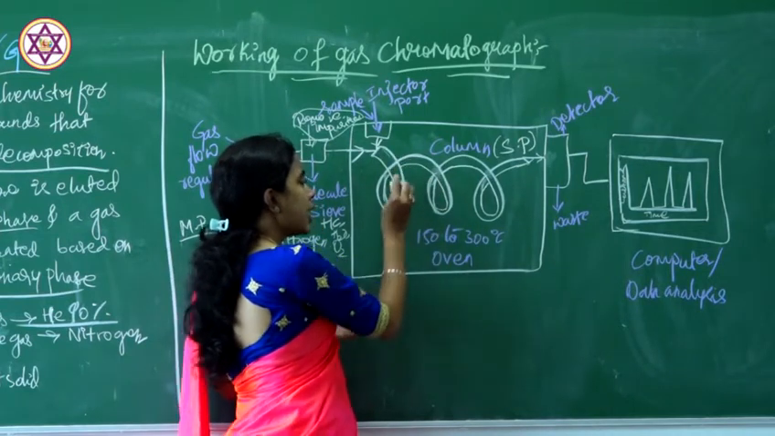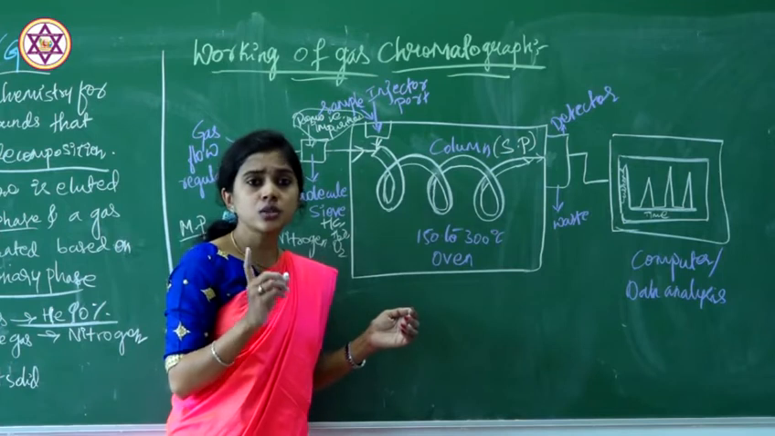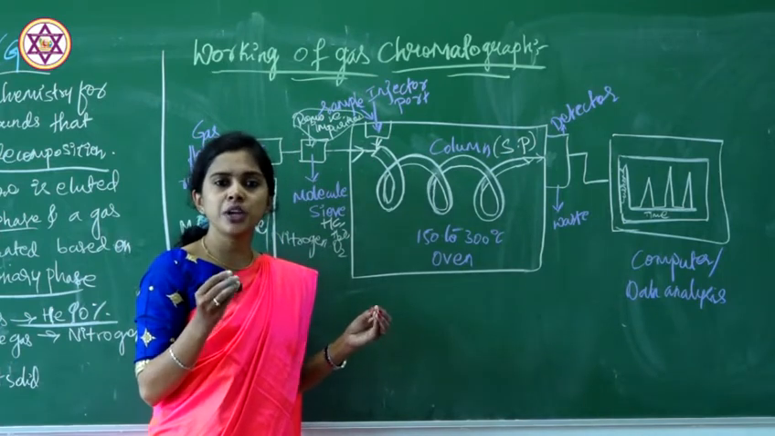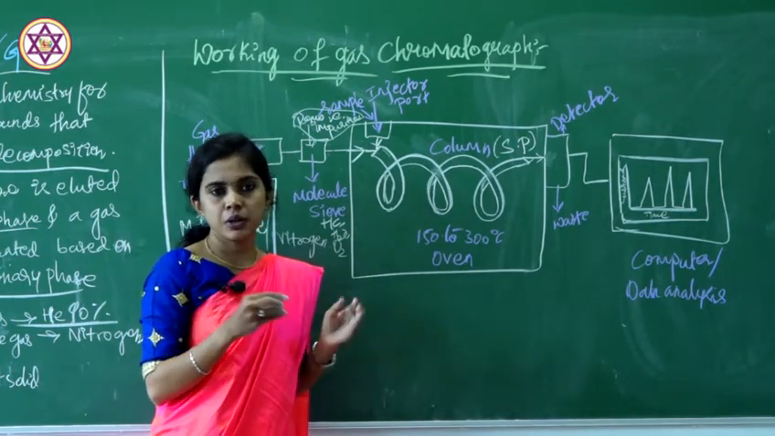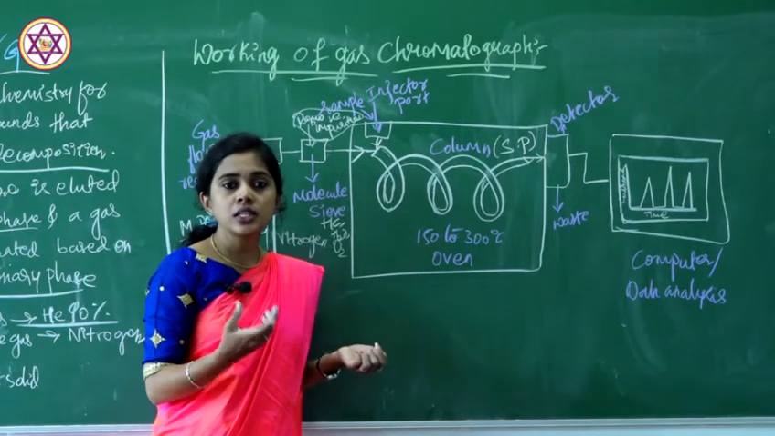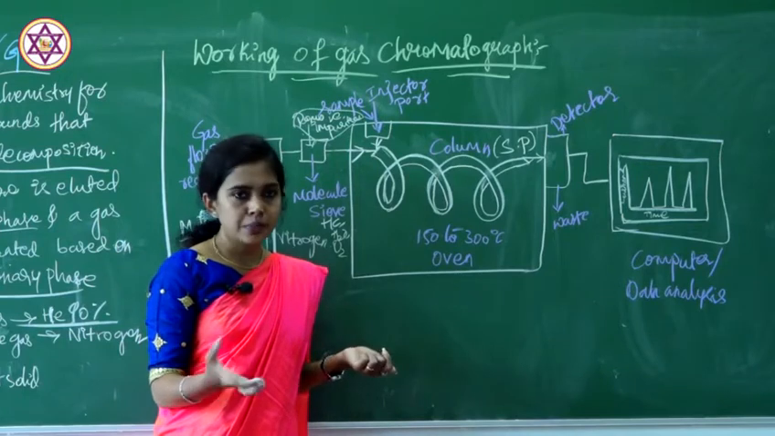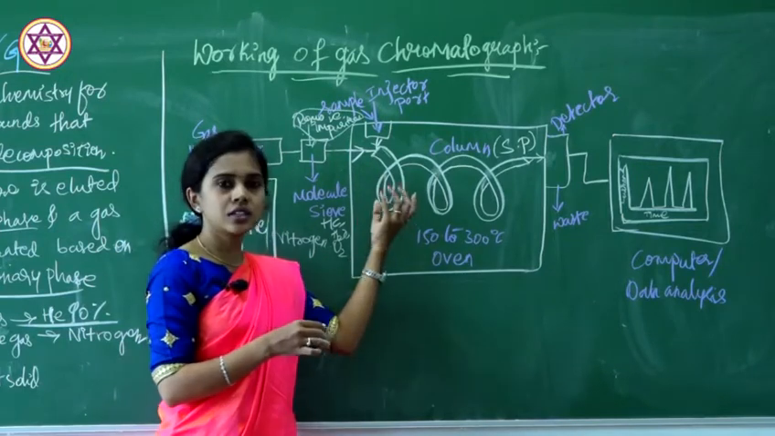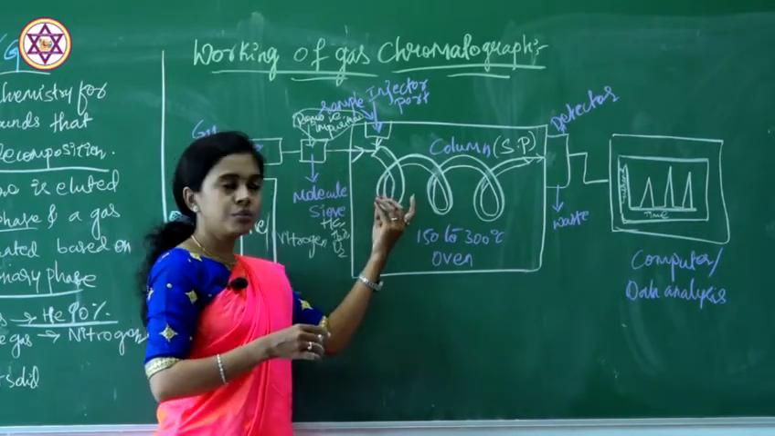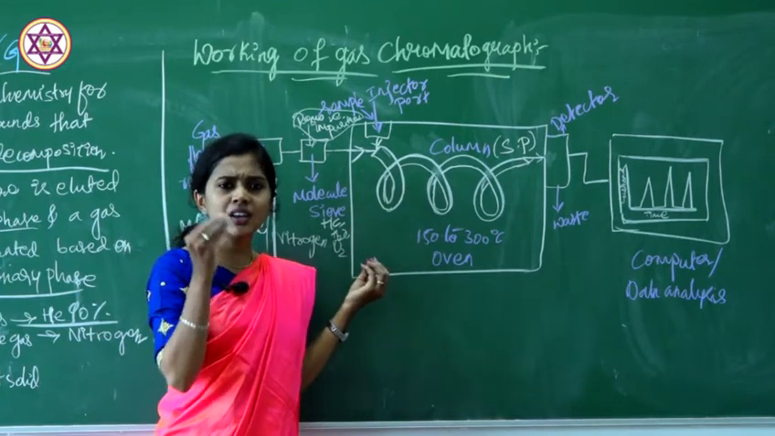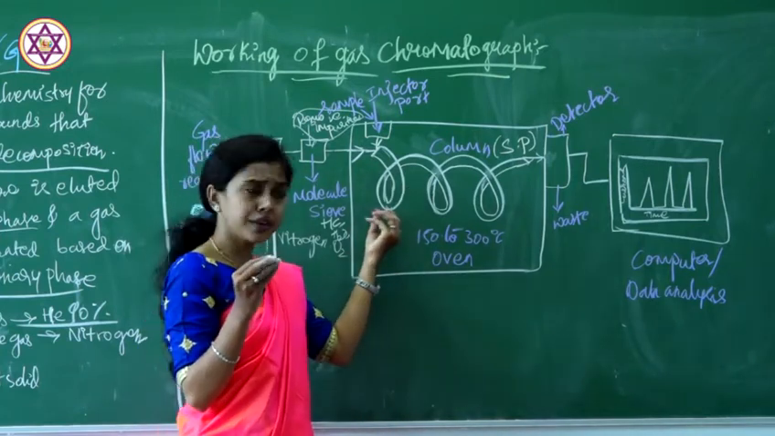And this stationary phase column should be made of glass material, a piece of glass, or it can be a metal. Let us consider this one to be a glass column, and it is filled with a thin layer of the stationary phase.